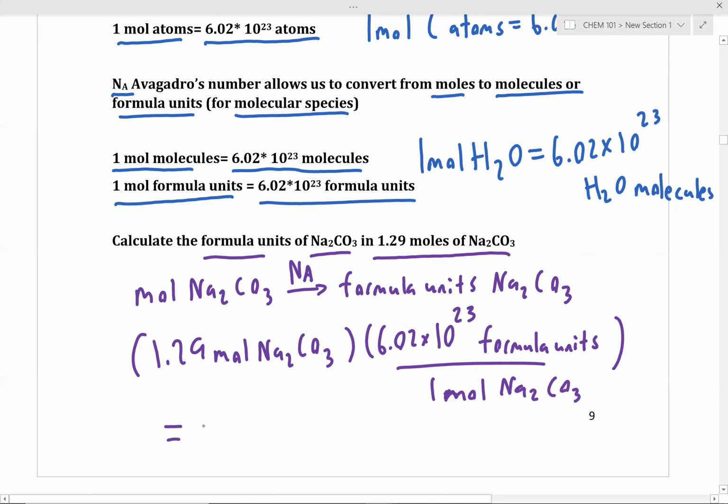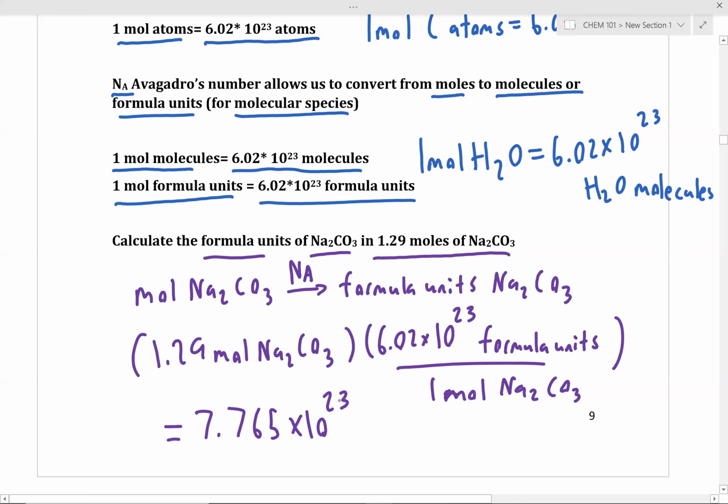And all we have to do now is punch this into our calculator. So we have 1.29 times 6.02 EE23. And that should give us a very large number of about 7.76 times 10 to the 23rd. Does that match what you observe on your own calculator? Okay. So let's write that down. So we get 7.765 times 10 to the 23rd.